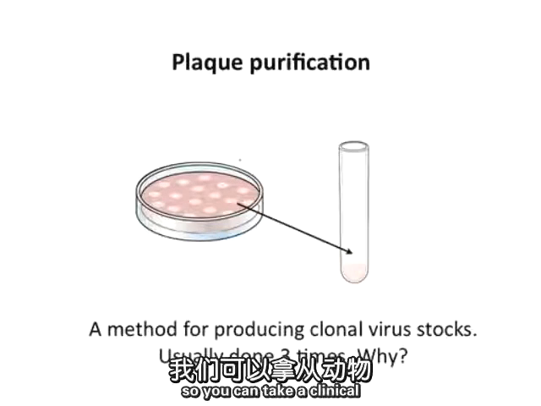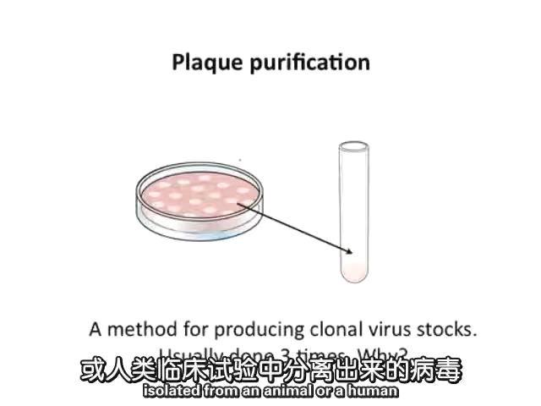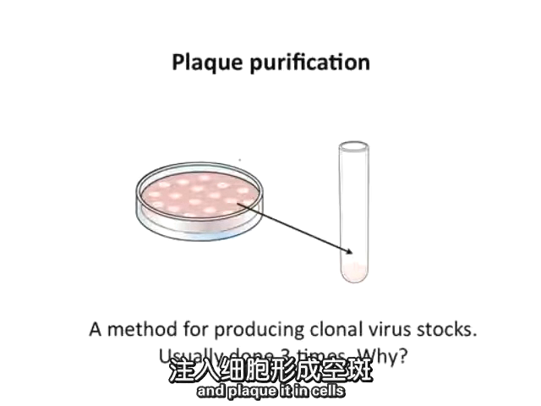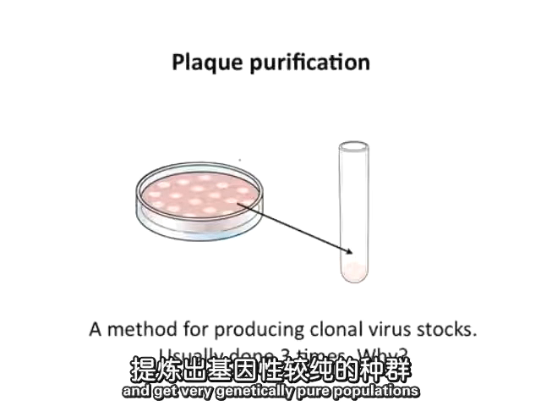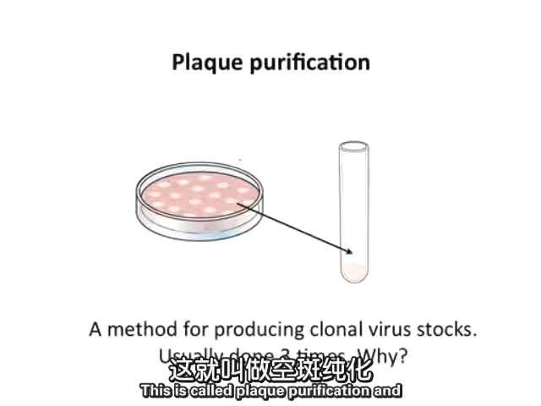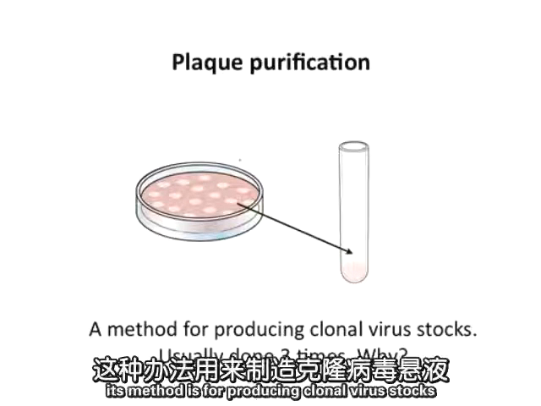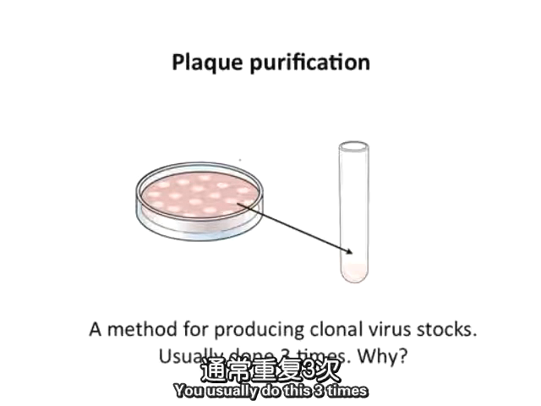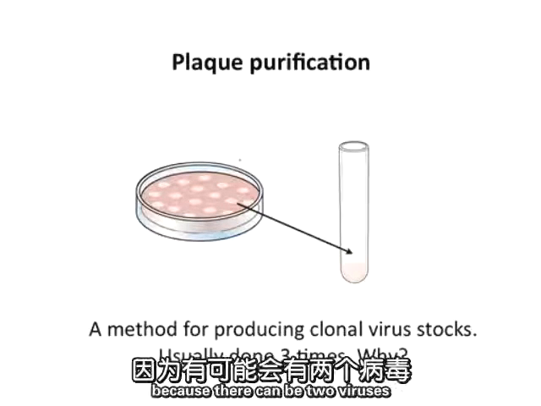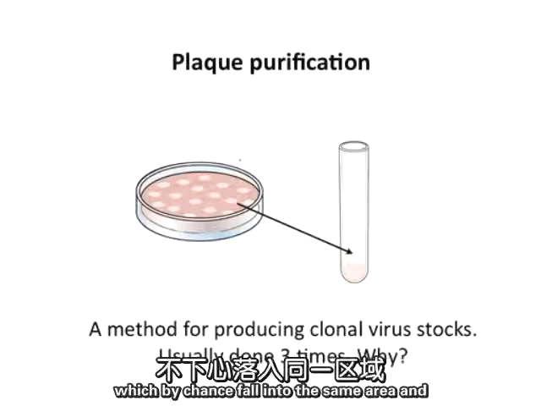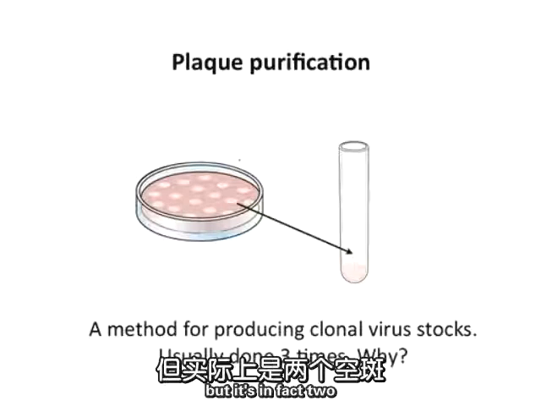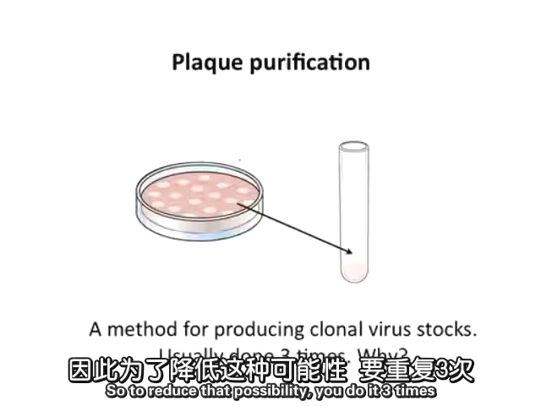So you could take a clinical isolate from an animal or a human and plaque it in cells and get very genetically pure populations. This is called plaque purification, and it's a method for producing clonal virus stocks. You usually do this 3 times because there can be 2 viruses which by chance fall into the same area and make what looks like a single plaque, but it's in fact 2. So to reduce that possibility, you do it 3 times.